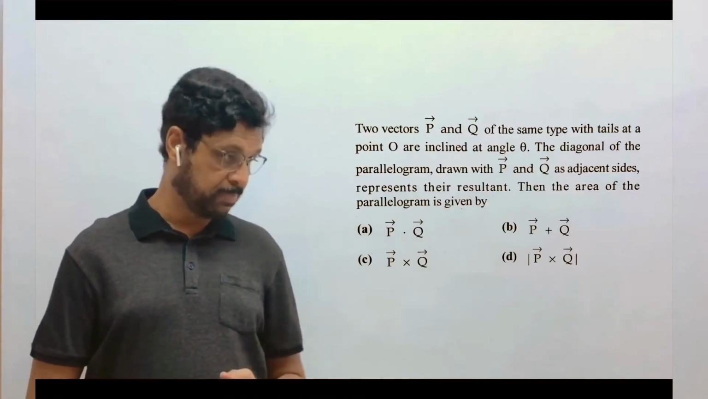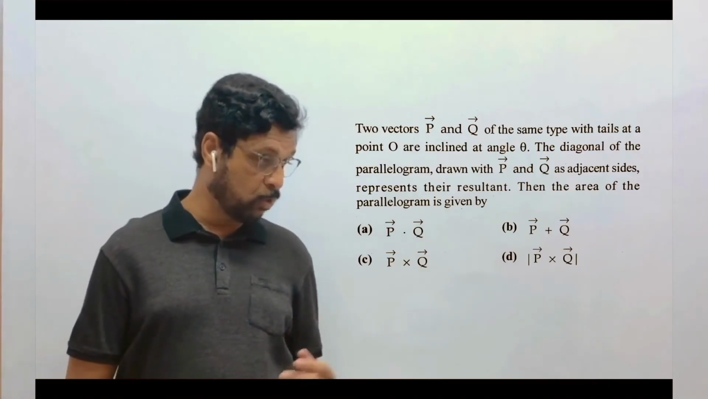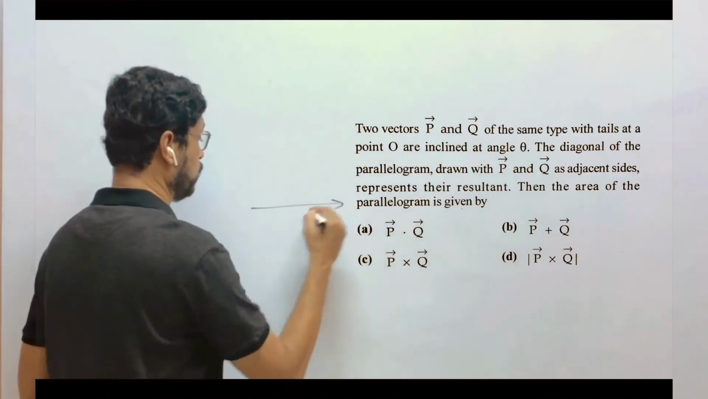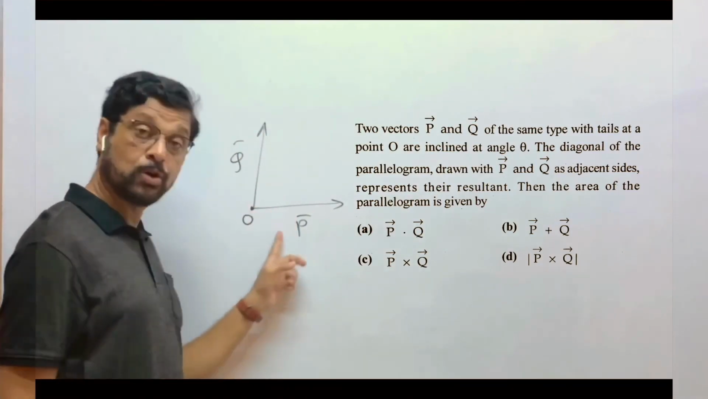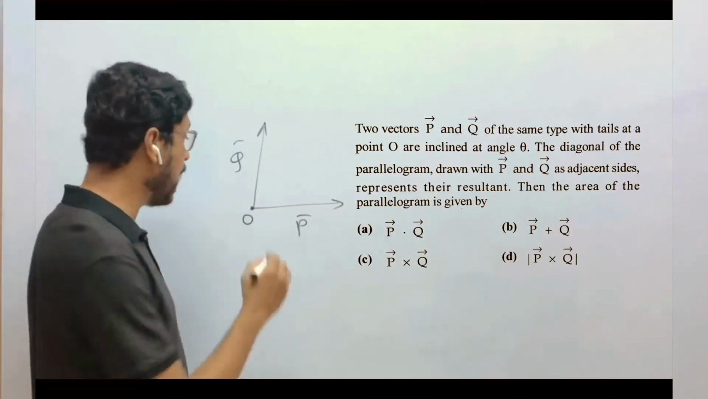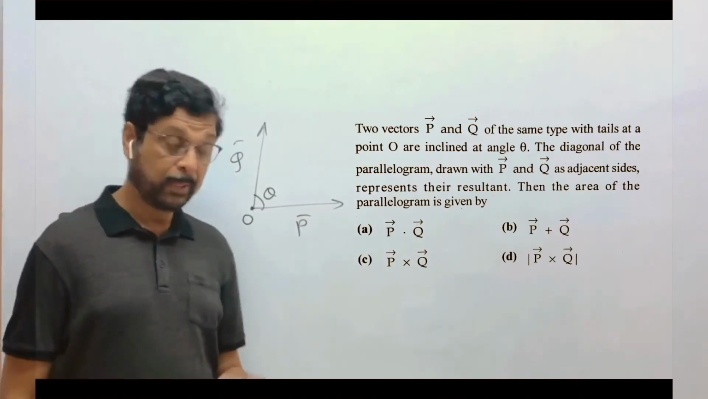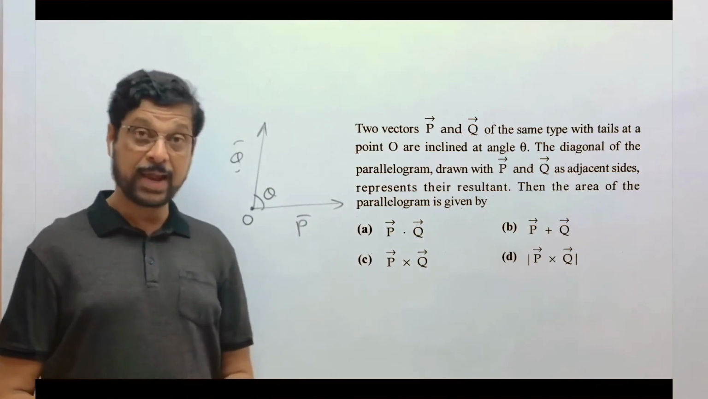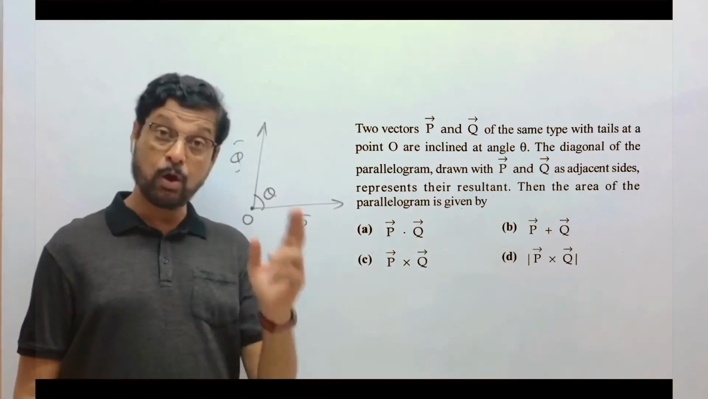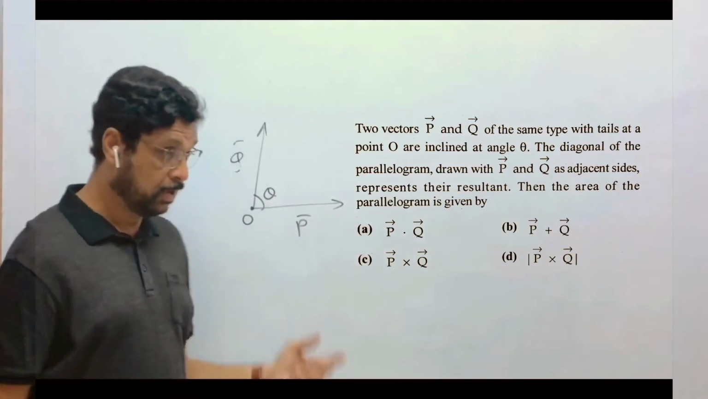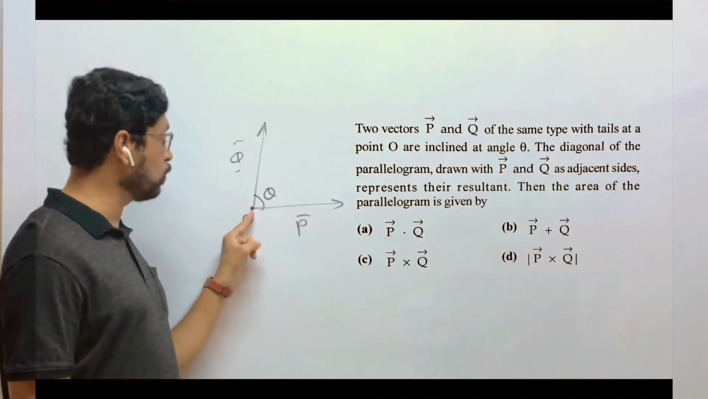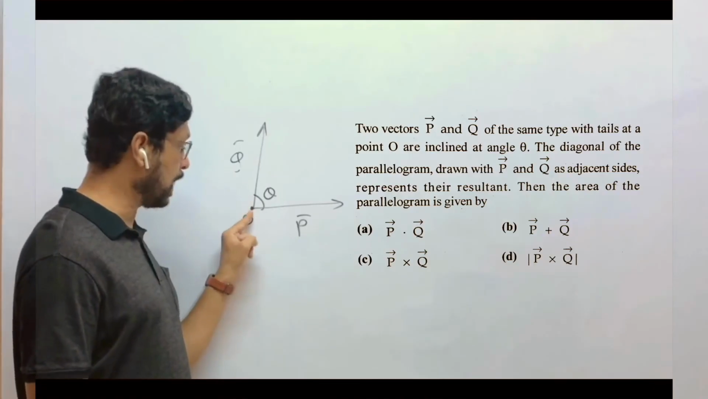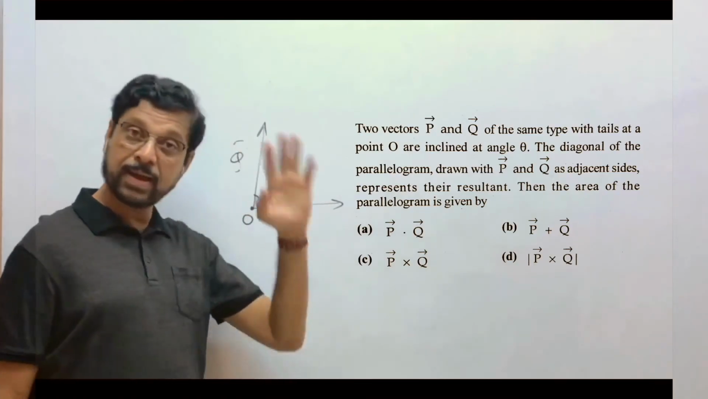Two vectors P and Q of the same type with tails at the point O. Both the vectors P and Q are having their tails at the same point O. Okay, fine. Are inclined at an angle theta. These two vectors are inclined at an angle theta. You have to read the question carefully and always draw the diagram, a rough diagram. Two vectors P and Q with tails at point O are inclined at an angle theta.